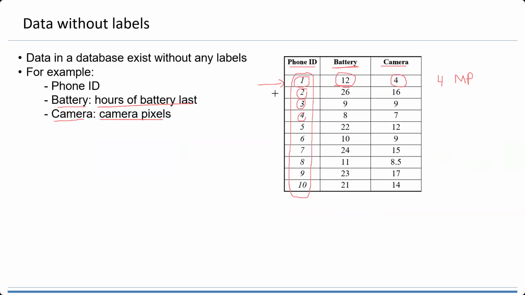The phone number 2, the battery can last for 26 hours, and the camera is 16 megapixels. The phone number 3, the battery can last for 9 hours, and the camera is 9 megapixels. Okay, maybe this is a second-hand handphone.